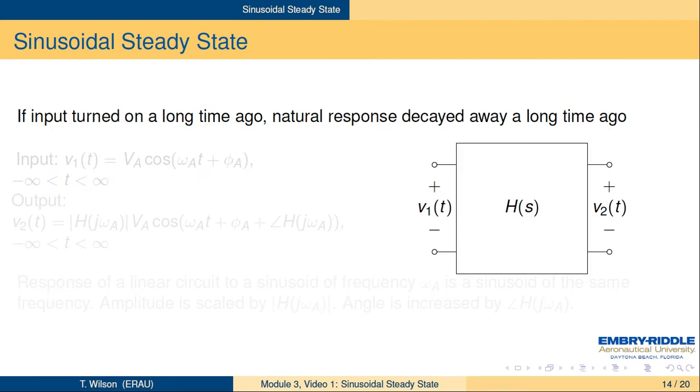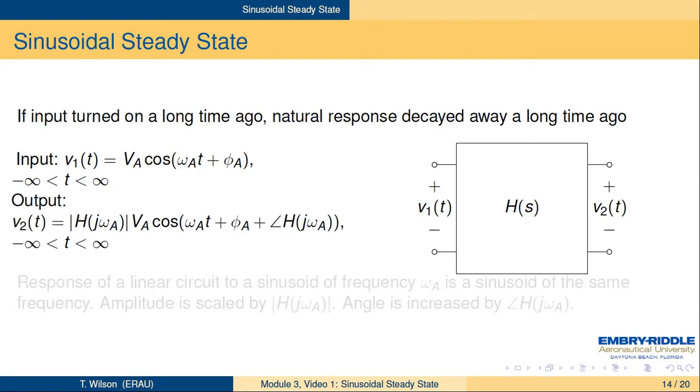One more time. What if we wait long enough? Instead of waiting for all the exponentials in the natural response to go away, let's turn it on long enough ago that they've all gone away by the time we start looking at stuff. So now the input is a cosine that's been going forever, meaning we turned it on so far ago that we don't see any transients. And the output is just that sinusoidal steady state term.